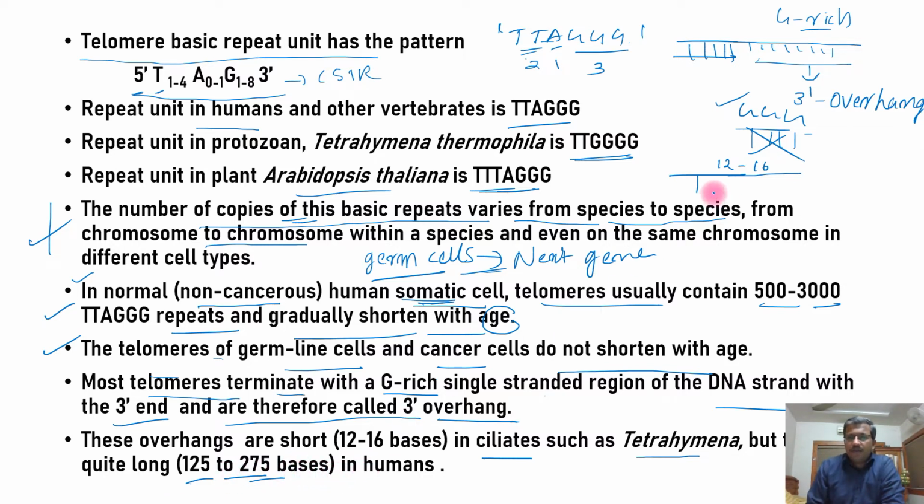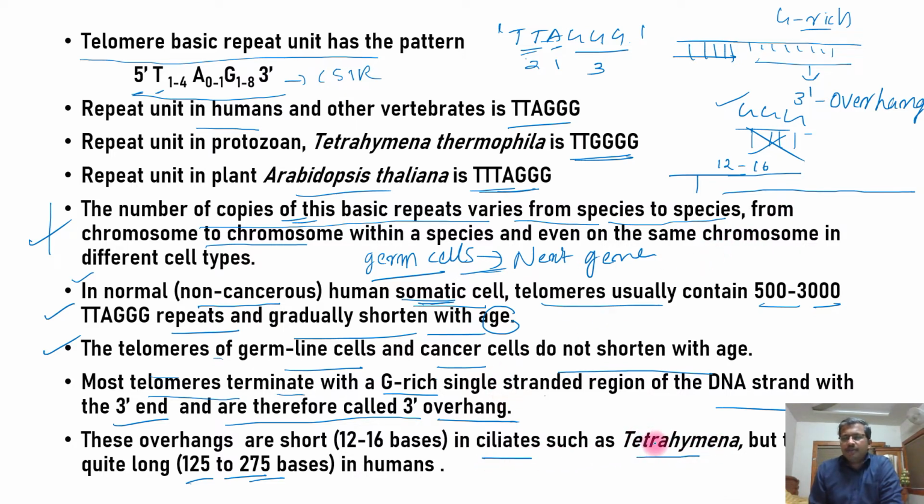It's too long. If you're comparing with that ciliate, the terminal portion will be too long in the case of the human being. So that is also varying in telomere property. Clear? So this overhang will have a different number of bases from species to species. That's why we have given a comparison between a ciliate, that is Tetrahymena.